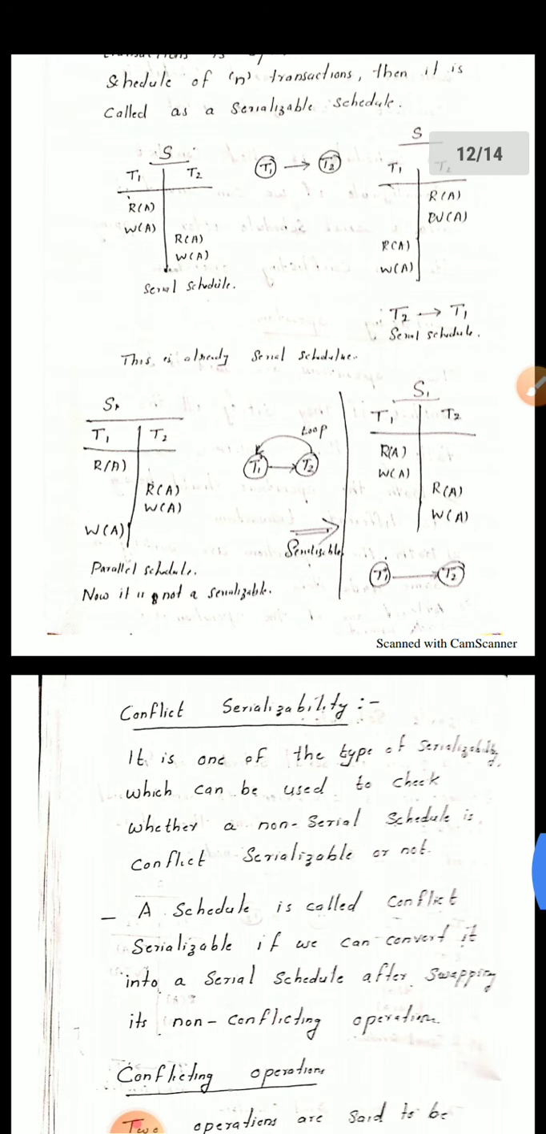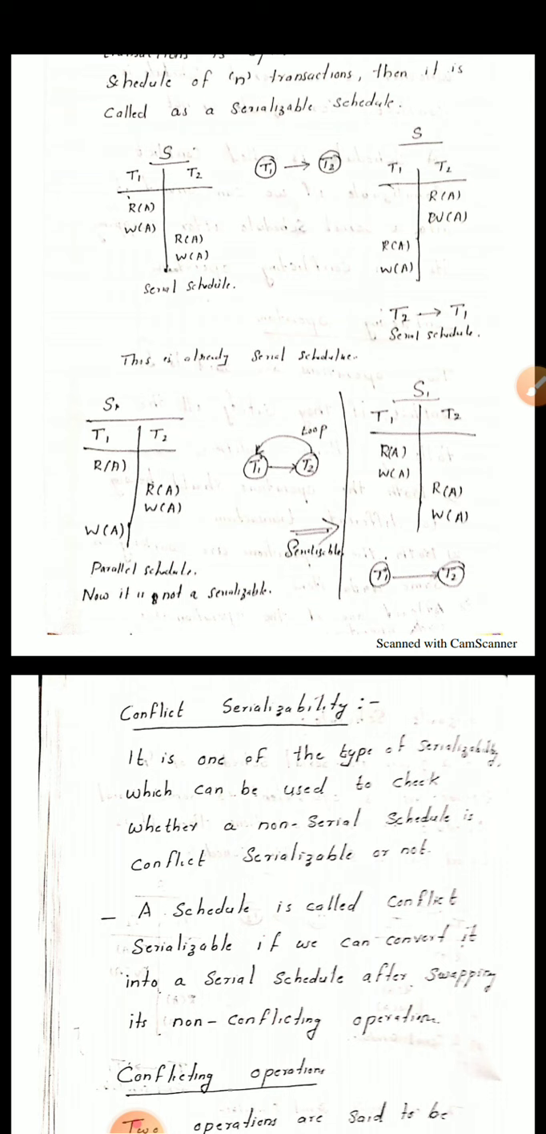In the second case below that, a parallel schedule is performed. That is, in the T1 transaction first a read operation, then in T2 again a read operation, then a write operation, and after that another write operation. So T1, then T2, and after that T1 again. So there is a loop. If a loop occurs, then it is a parallel schedule, so it is not serializable. So we need to make it serializable.